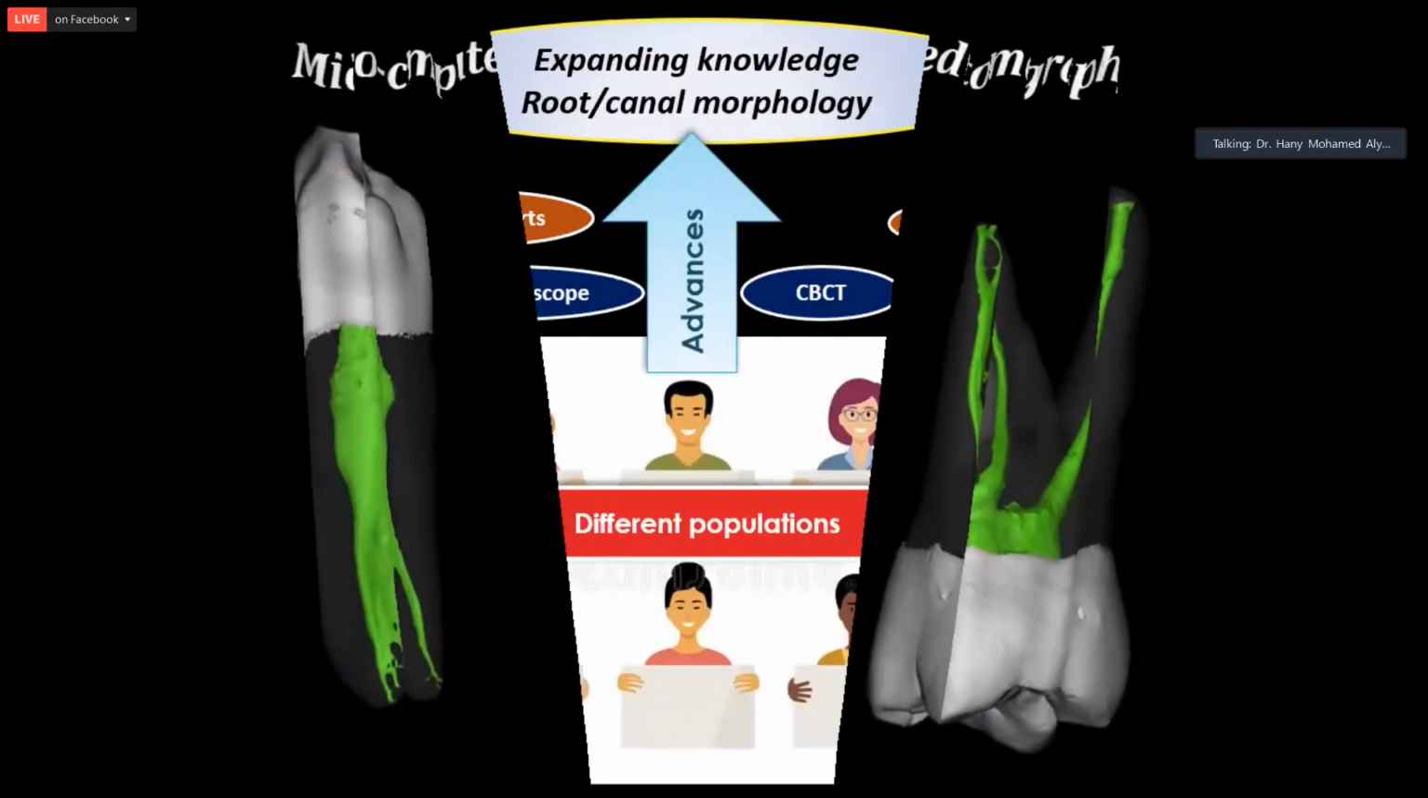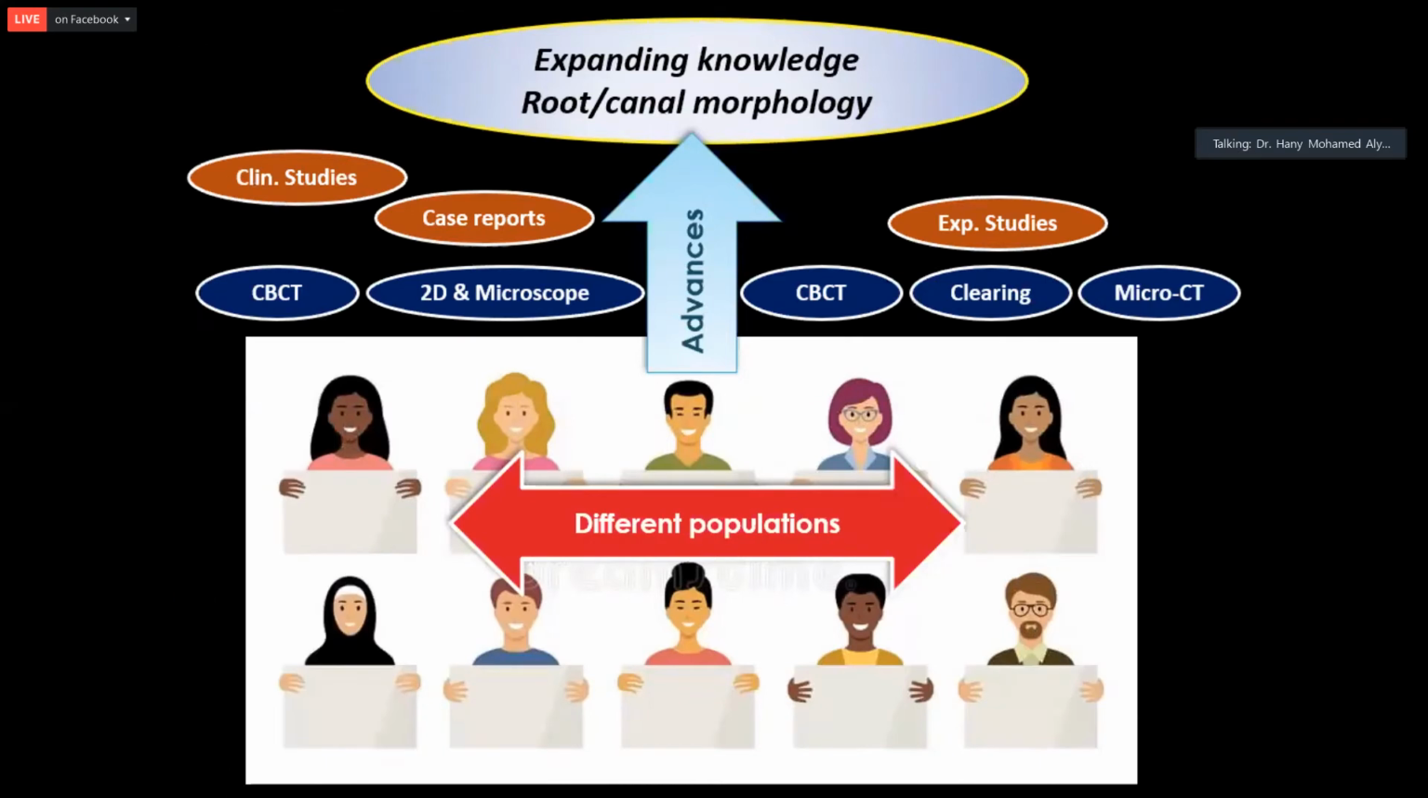These devices, which are advances in devices, are also applicable in different population groups. That's why in a few decades we have a lot of knowledge, which is mainly based on the current devices, which have been applied on different population groups, and this has led to a massive amount of knowledge related to root and canal morphology.